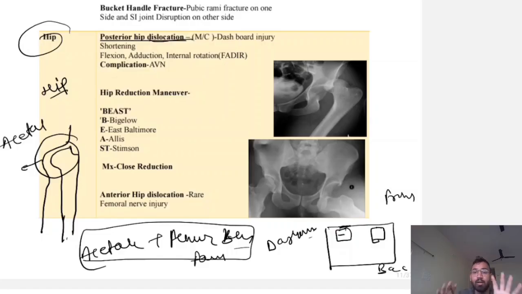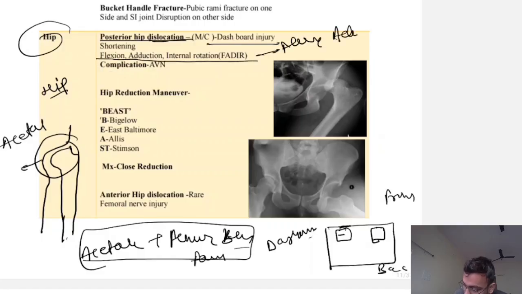Are you getting the point? This is femur head, this is acetabulum. If there is a jerk from anterior, then the femur head will go posterior. That is known as posterior hip dislocation. And the patient will present in FADIR. What is FADIR? Flexion, adduction, internal rotation.